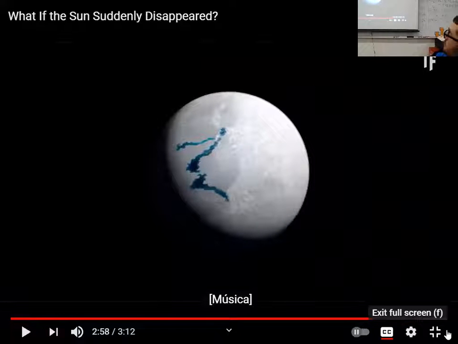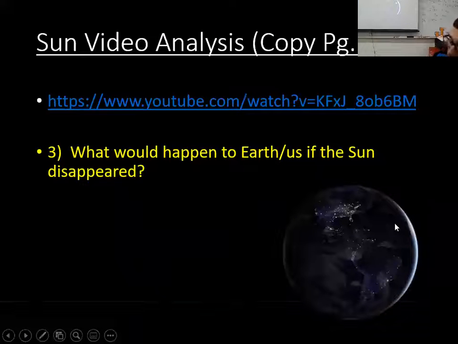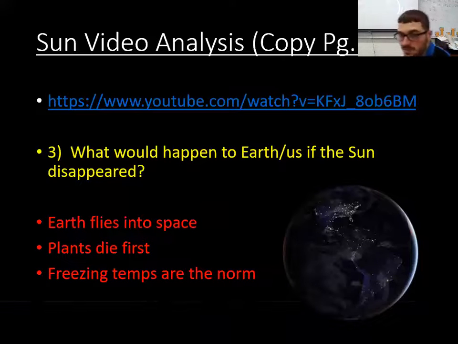All right, so some scary stuff there, right? We can see now how important the sun is to our life on our planet, obviously. Some key things there to note. The Earth is going to fly into space. It's going to be like an asteroid in and of itself. With no sun, it's gonna mess with our gravity. It's gonna mess with our orbit, and the Earth's just gonna float around into space until it finds another star, and that's gonna take up to 40,000 years.